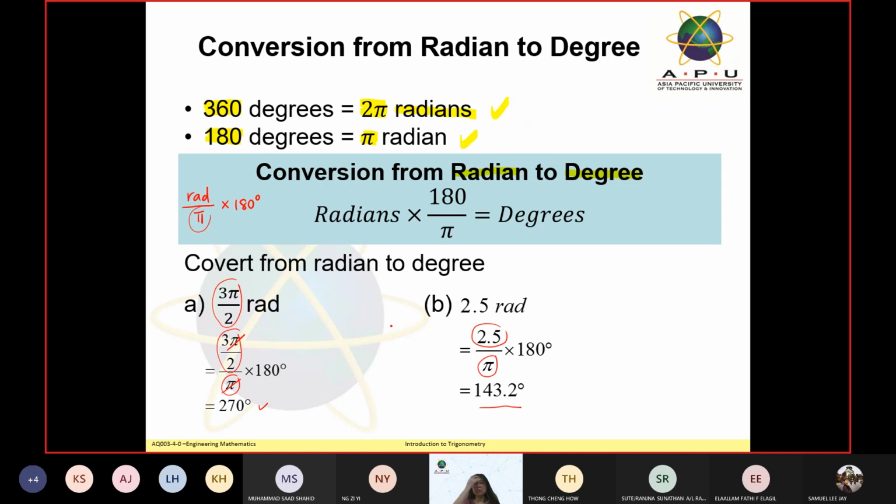Now can you convert for me? Let's say I have 1.8 radian, what is the degree?